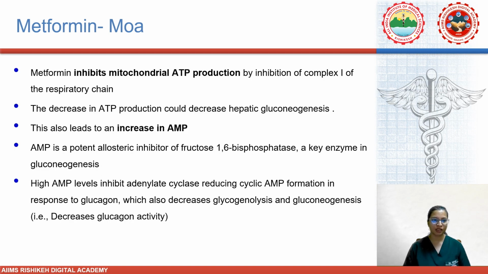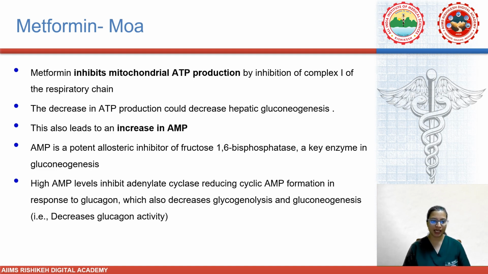So metformin inhibits mitochondrial ATP production by inhibition of complex 1 of the respiratory chain. The decrease in the ATP production could decrease the hepatic gluconeogenesis. It also leads to an increase in the AMP levels, which is a potent allosteric inhibitor of fructose 1,6-bisphosphatase, which is a key enzyme in the gluconeogenesis.